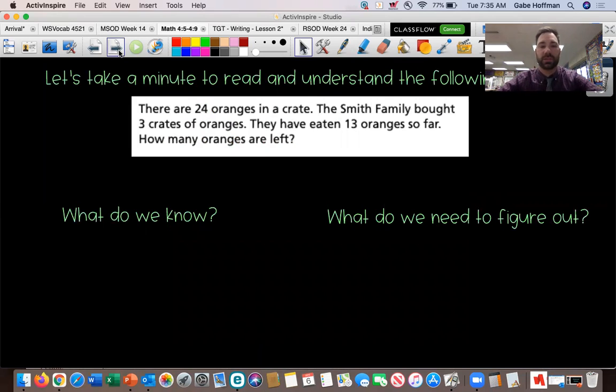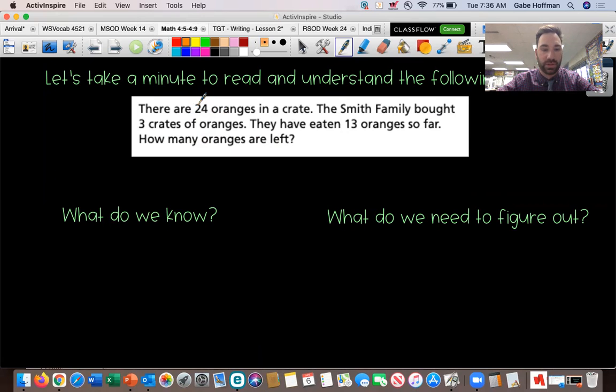So let's take a minute to do step U and understand the problem. We're going to read to understand the problem, and then we're going to stop and think about what do we know and what do we need to figure out. So I'm going to go ahead and read the problem. It says there are 24 oranges in a crate. The Smith family bought 3 crates of oranges. They have eaten 13 oranges so far. How many oranges are left?